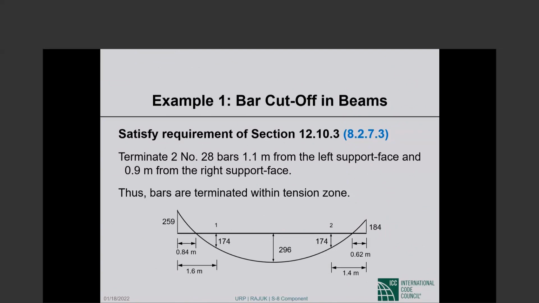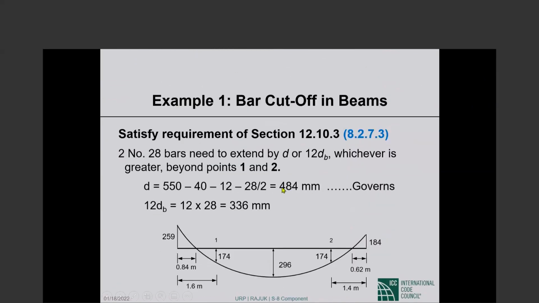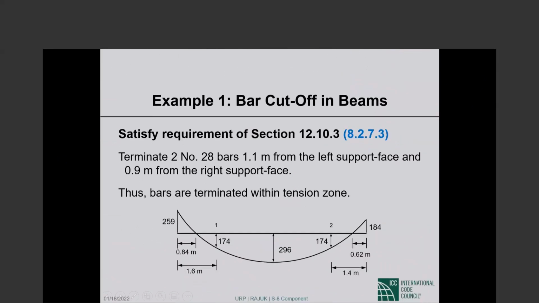Okay, 484 millimeter governs. So terminate two number 28 bars at, so what was the number? 484 millimeters is the required extension beyond where the bars can be theoretically cut off.